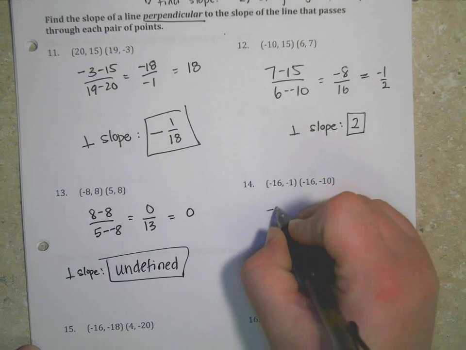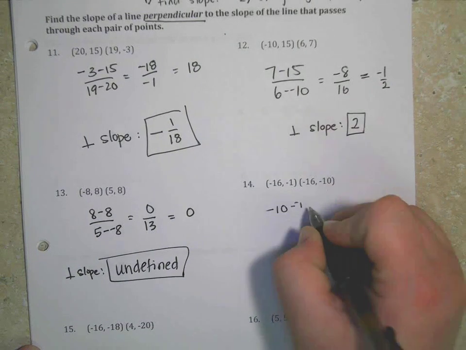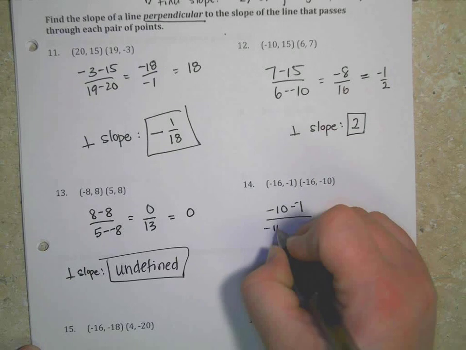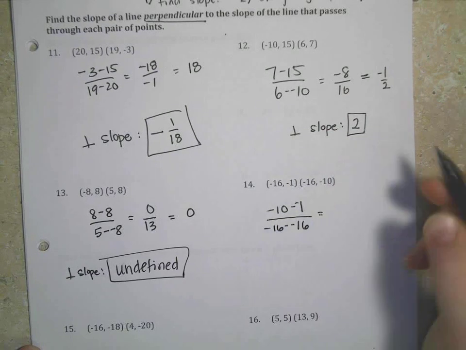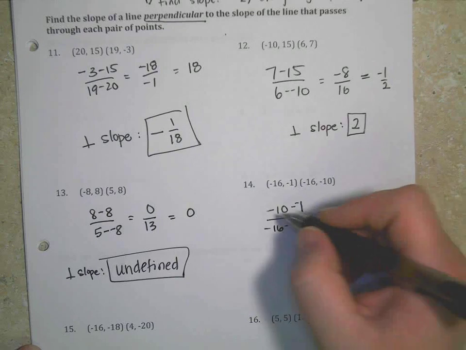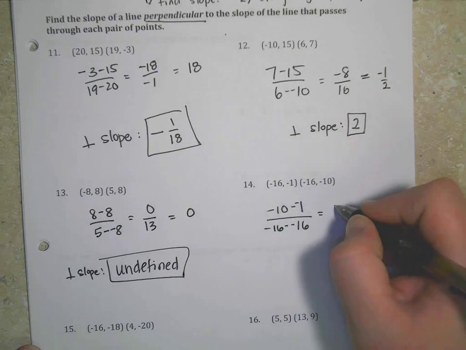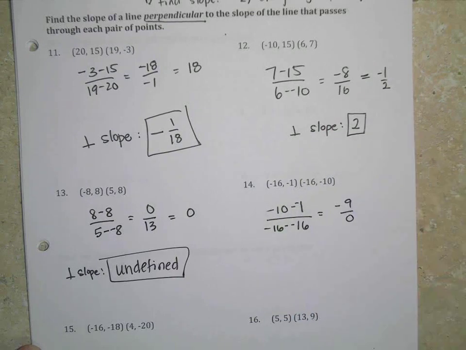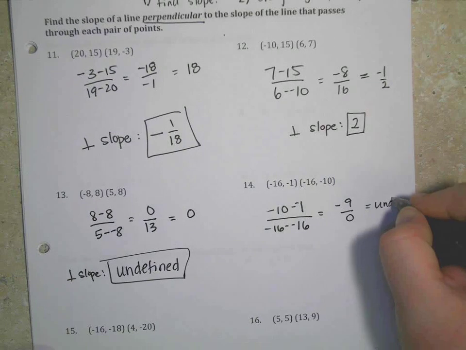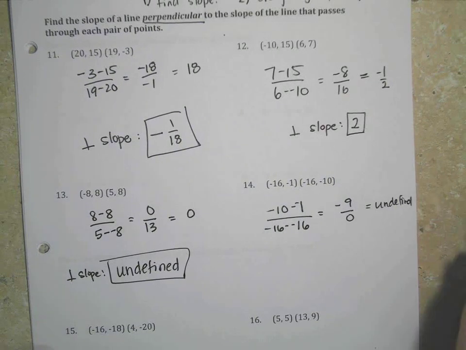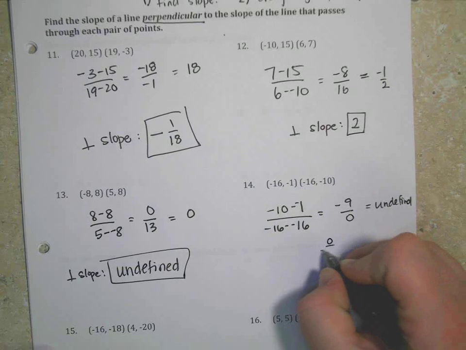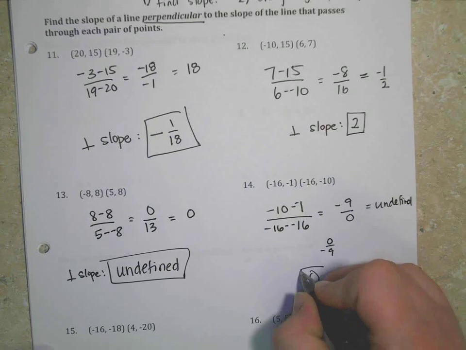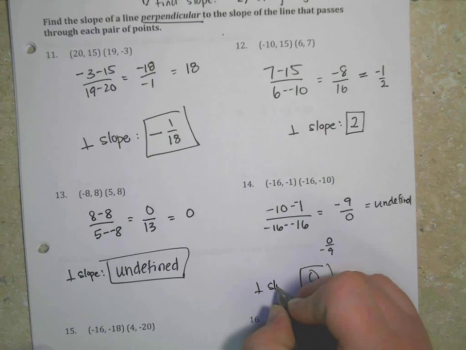Next one, negative 10 minus negative 1, over negative 16 minus negative 16. So we get negative 9 over 0, which is undefined. So if we flip that over, we would get 0 over negative 9, or 0 for a perpendicular slope.